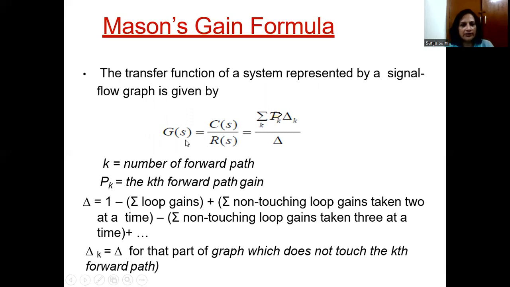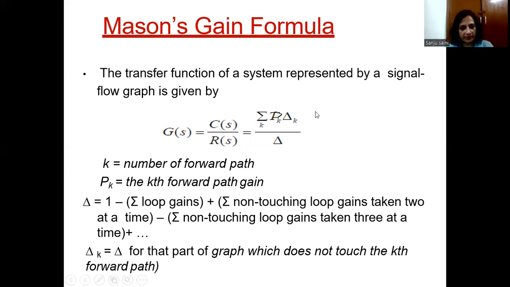Mason's gain formula states that transfer function of a system between the input node that is representing the input variable and the output node, this is given as equal to sigma Pk into delta k for all values of k divided by delta. Now, k is what? k is the number of the forward paths. So within a signal flow graph, we have to identify how many forward paths are existing. Pk is what? Pk is the kth forward path.